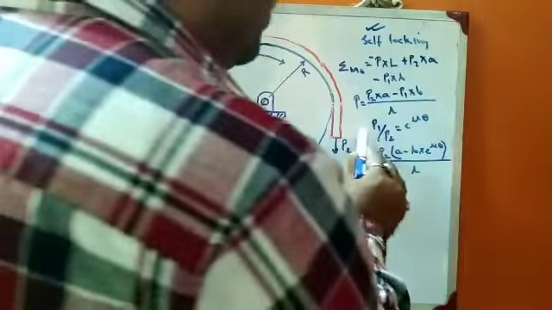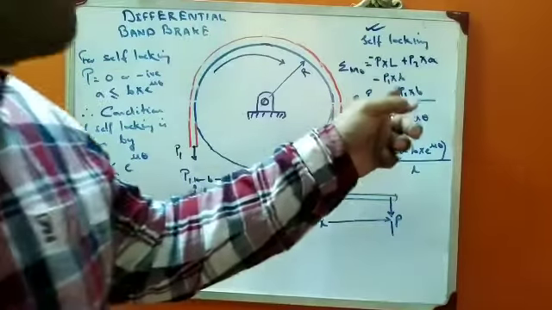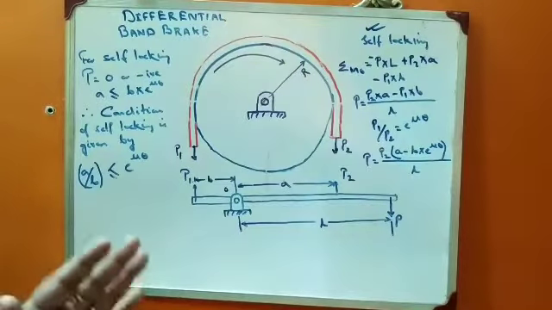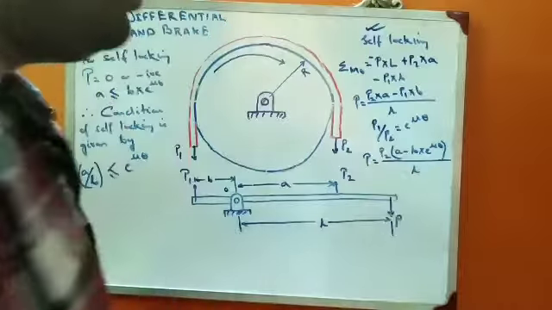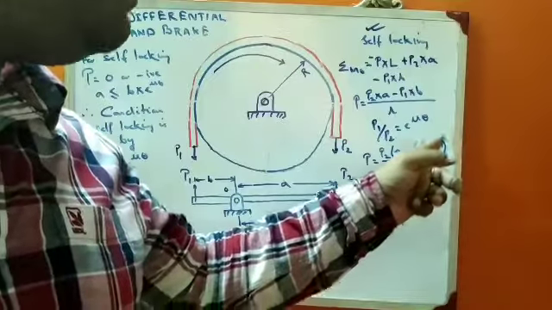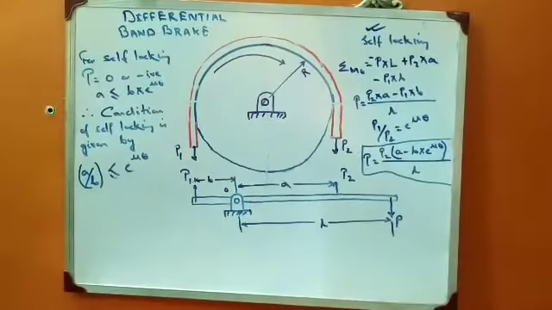Now we know that we are applying the belt consideration. So we know that P1 by P2 is equal to e to the power mu theta for a flat belt. Now if we put the value of P1 over there and take P2 common, we get this form. P is equal to P2 into A minus B into e to the power mu theta, by L. So this is the desired form.